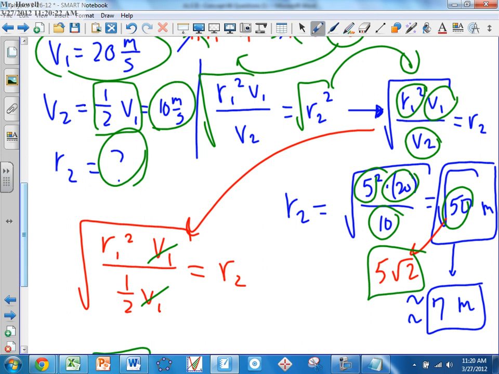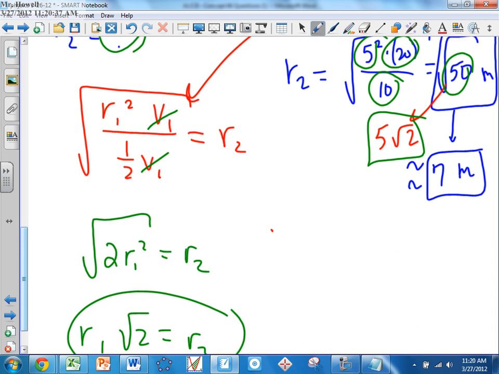The 5 is the radius from the original part, and we're multiplying by a factor of radical 2. Where does that all come about from? We go back to our analytical solution. We replace V2 with 1/2 V1, because that's what V2 is. It's half the velocity. So we replace that with 1/2 V1.